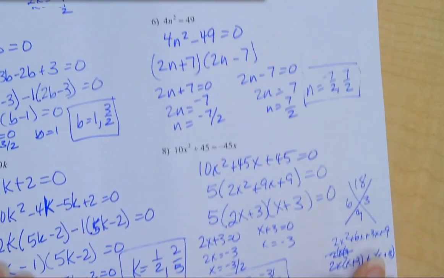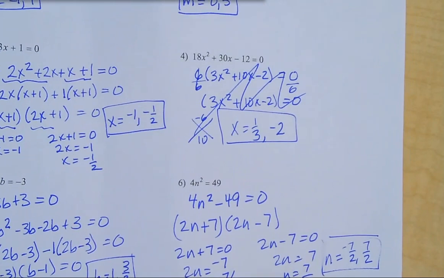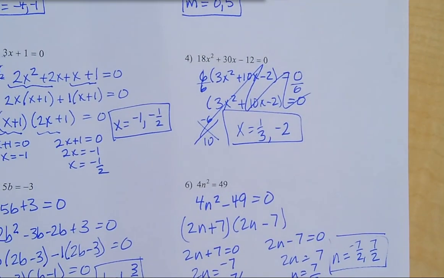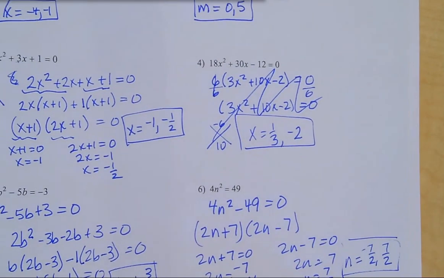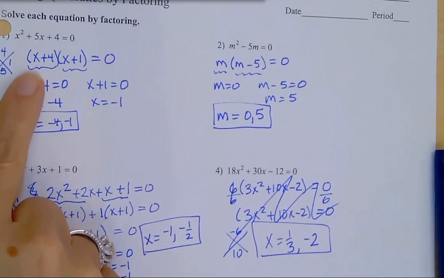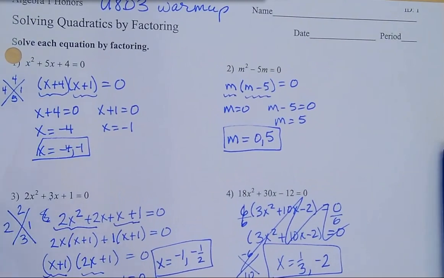Okay, so that was quick and messy, I realize that, a total disaster there, but you have lots of ways that you can factor and find out what your x-intercepts are going to be. Solve each equation by factoring. We found 2 answers for every single one of those.